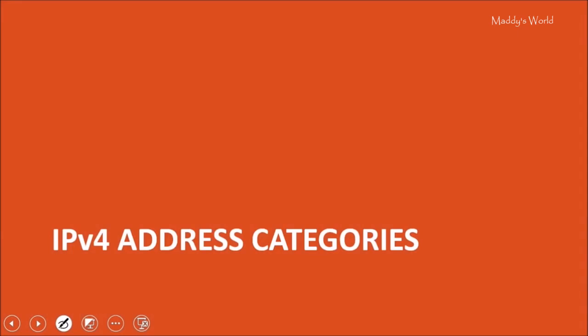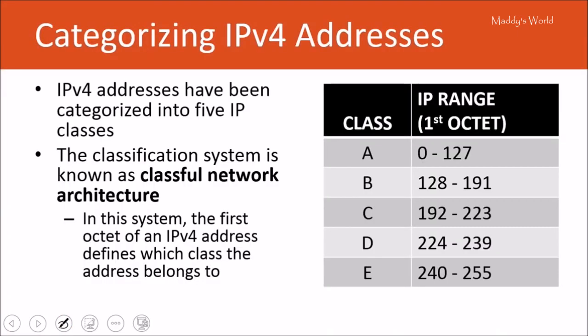Let's talk about IPv4 address categories. There are 5, and they've been categorized into 5 different classes, right? The classification system is called classful addressing or classful network architecture. In this system, the first octet of an IPv4 address defines which class the address belongs to. So if the first octet is in the range of 0 to 127, then it belongs to class A. If it's in the range of 128 to 191, then it's in class B, and so on and so on.